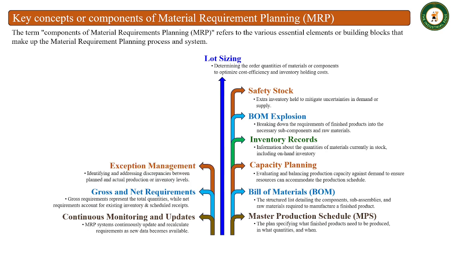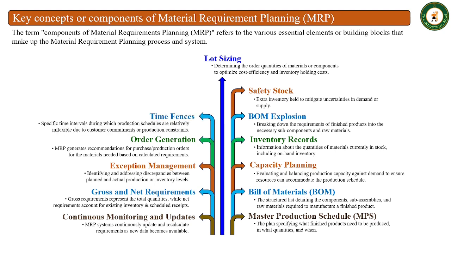10th key concept or component, exception management. Identifying and addressing discrepancies between plan and actual production or inventory level. 11th key concept or component, order generation. MRP generates recommendations for purchase orders or production orders for the components and material needed based on the calculated requirements. 12th key concept or component, time fences. Specific time intervals during which production schedules are relatively flexible or constrained due to customer commitment or production constraints.